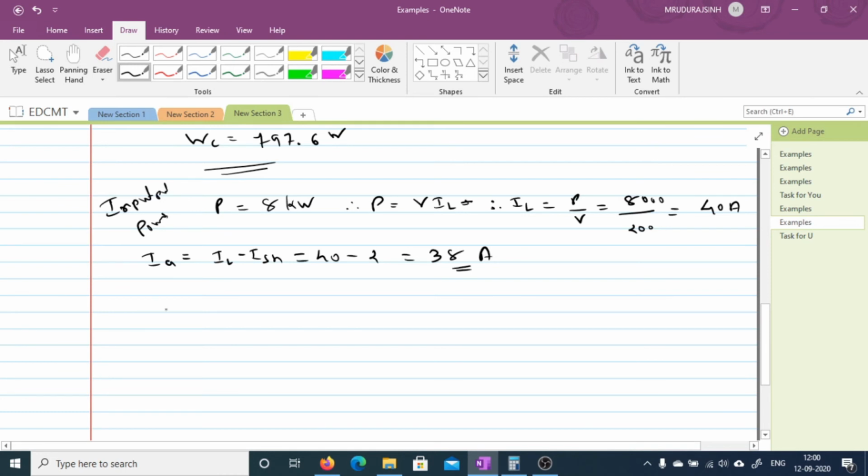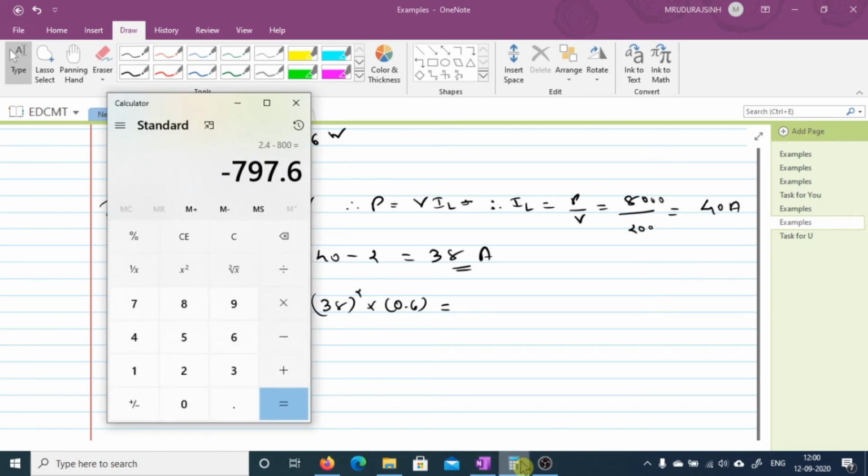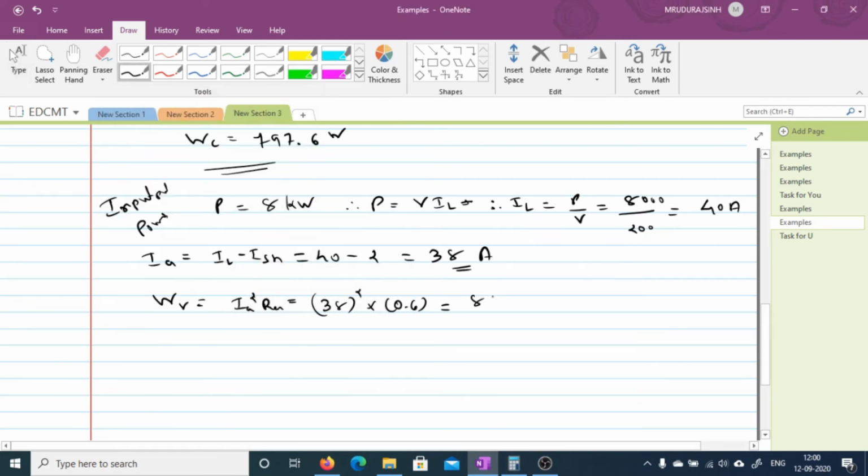And now from this we will find the variable loss, which is IA square RA. The square of 38 into 0.6. So 38 into 38 into 0.6, 866.4. So this gives us 866.4 watt, right?